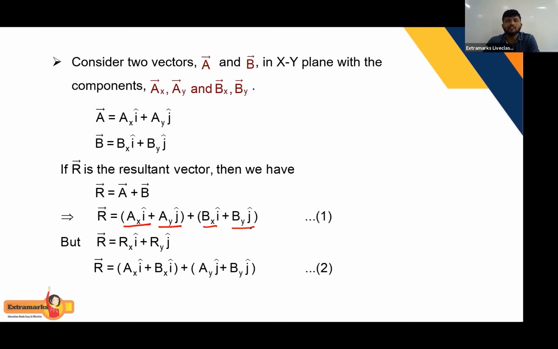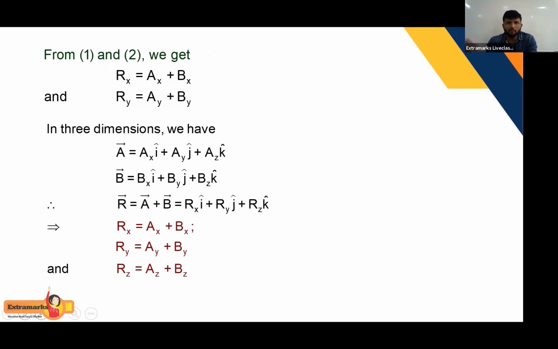Now I can write rx as ax plus bx. What I have done is just added the i components and the j components. So the x component of the resultant is equal to the x component of vector A plus the x component of vector B. Similarly, if you want to find the y component of the R vector, the y component of the resultant, it will be the y component of vector A plus the y component of vector B.